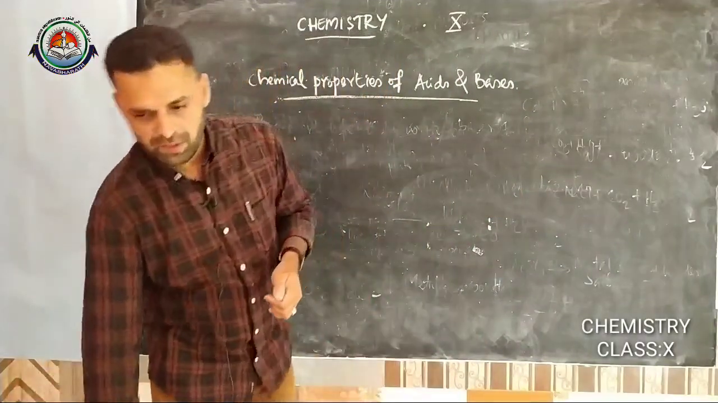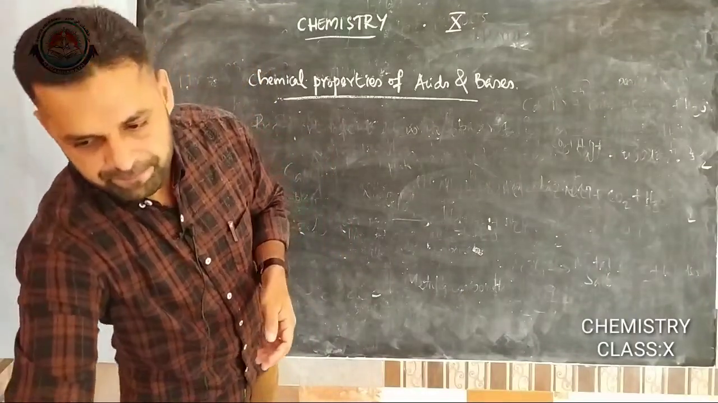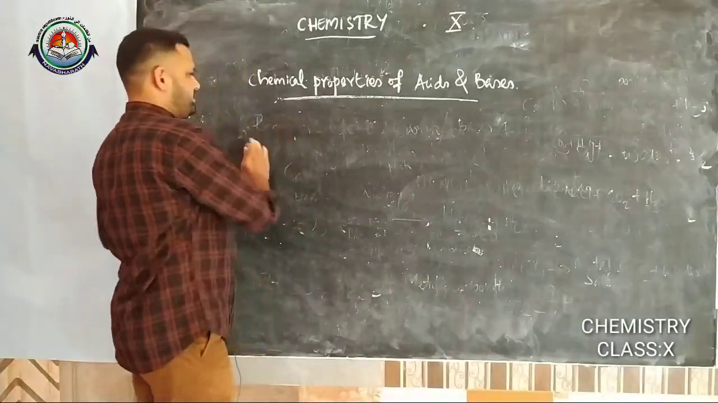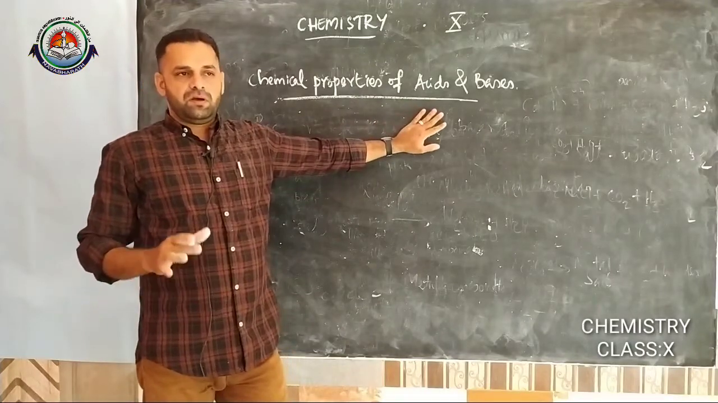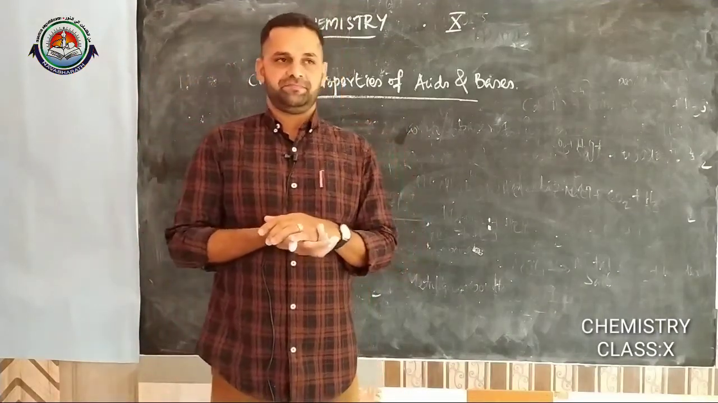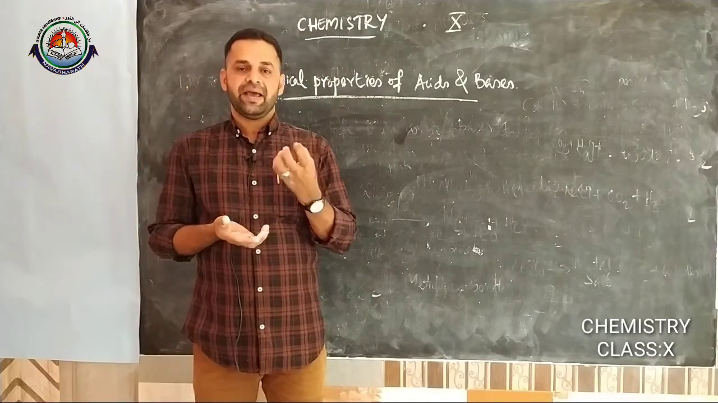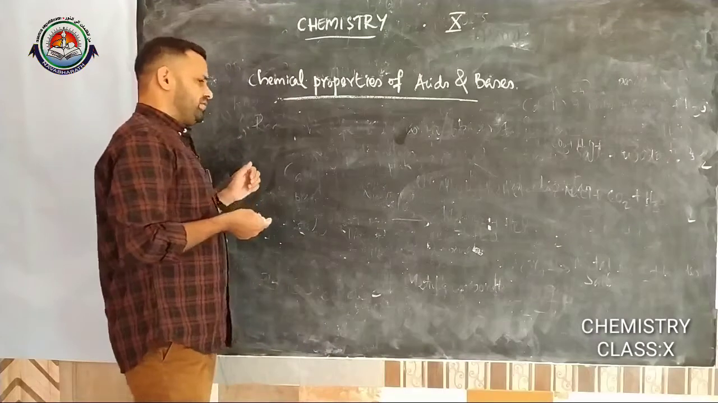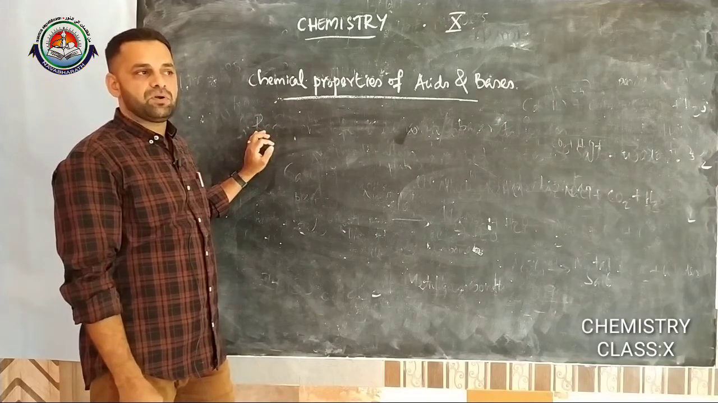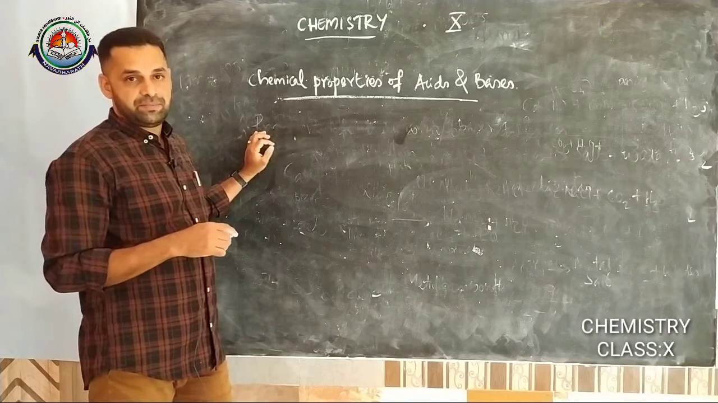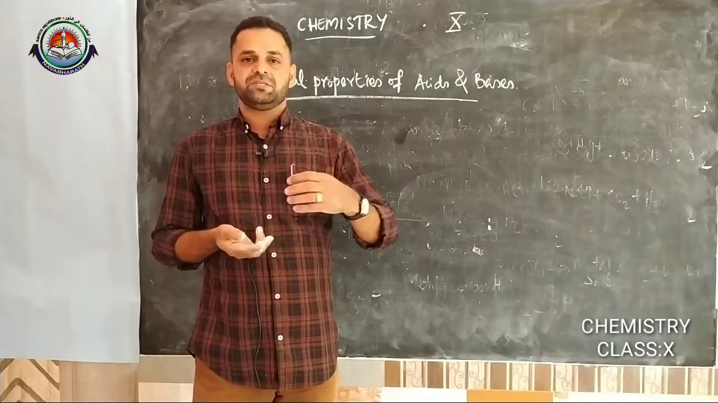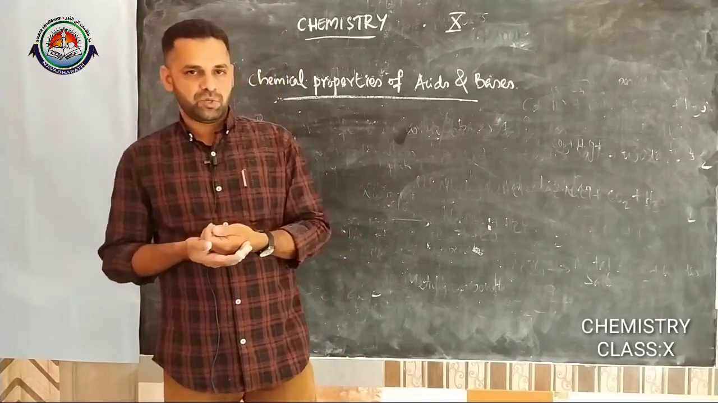Now the another topic is, what are the common things in acids and bases? What are the things present in acids and bases? We have studied different definitions for acids and bases. We have studied the Arrhenius concept of acids and bases, and the Bronsted-Lowry concept of acids and bases. In that concept, acids are the substances that furnish H plus ion in aqueous solution, isn't it?